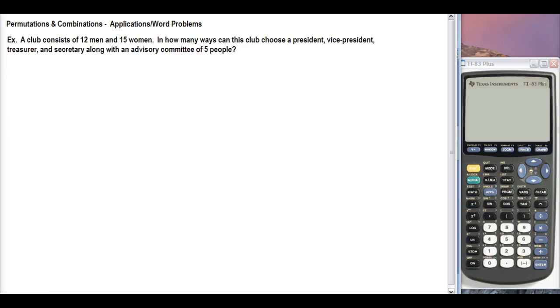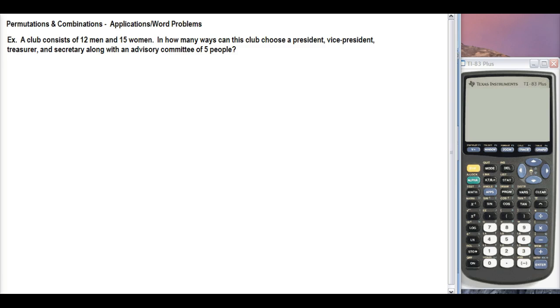Okay, so our next example says a club consists of 12 men and 15 women. How many ways can this particular club choose a president, a vice president, a treasurer, and a secretary, along with an advisory committee of 5 people? So if we look closely here, you'll see that we're having to choose a president, vice president, treasurer, and secretary, where order or rank in position actually matters. And then we also have to choose an advisory committee of 5 people where order does not matter.